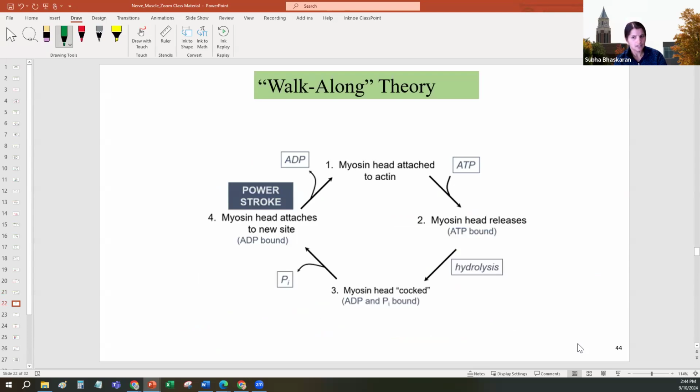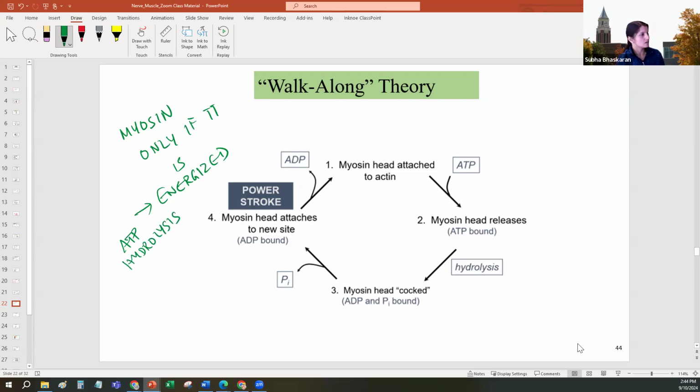So the walk-along theory. Remember, the myosin can bind with actin only if it is energized. And where is that energy coming from? Listen, ATP hydrolysis. Muscle contraction requires ATP. So if ATP releases energy, then the myosin becomes energized.